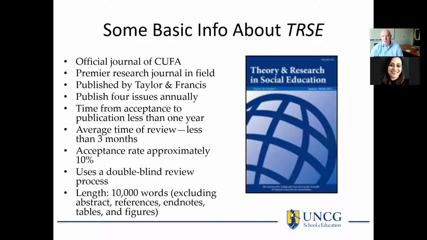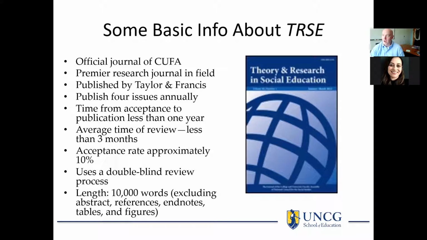A couple things that we really pride ourselves on with TRSE is that you'll get a decision back within 3 months. And if you've ever submitted to a journal, sometimes that can take 6 months up to a year. And when you're on the tenure track, that's way too long. And so we're very cognizant of getting decisions back to authors quickly. So usually we're averaging about 2 months, but you'll definitely get a decision within 3 months.